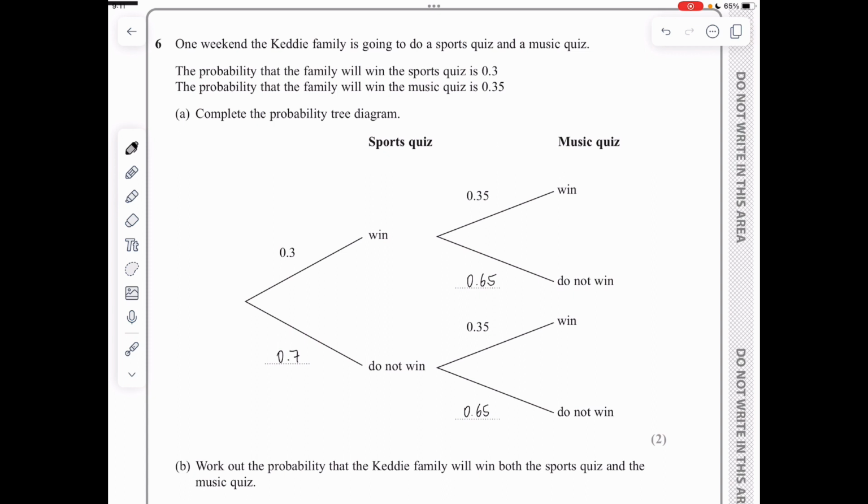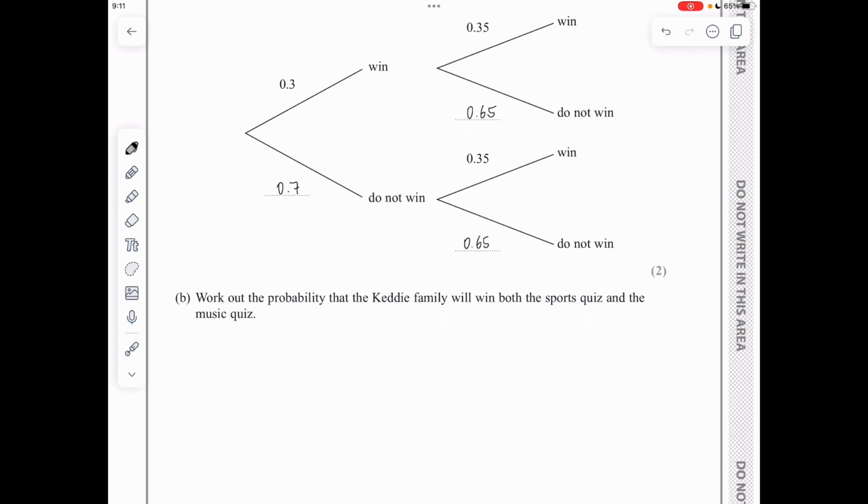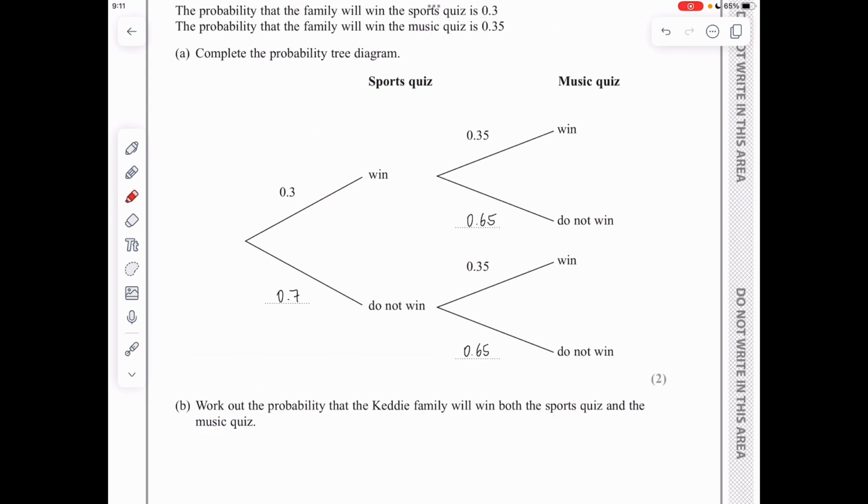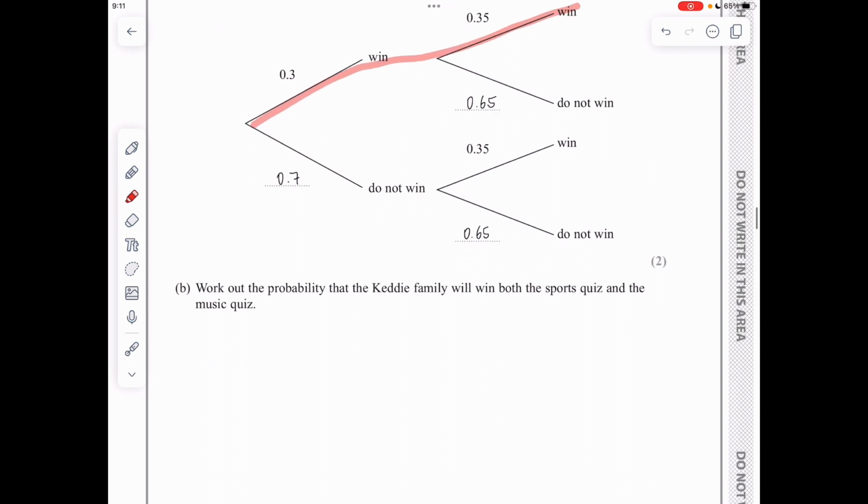And we now need to work out the probability that the family will win both the sports quiz and the music quiz. So in other words, we need the win-win scenario, which is here. So to find this probability, I will simply be multiplying the two probabilities together. So 0.3 times 0.35, which turns out to be 0.105.